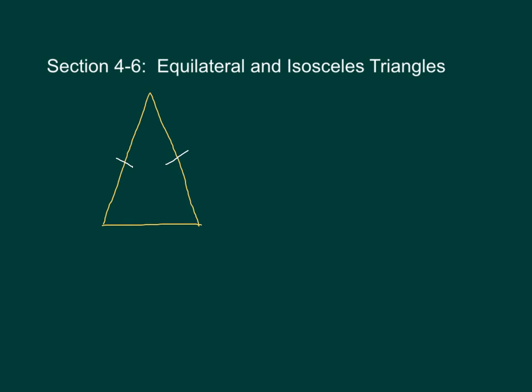The two congruent sides, we call those the legs. Those are the legs of the isosceles triangle. And then the side that's not congruent to the other two, we call the base. So the sides, we can be more specific, and we have two legs of an isosceles triangle and a base.